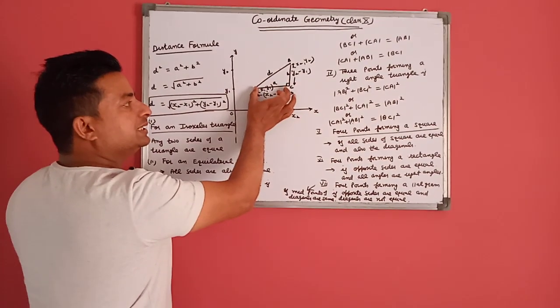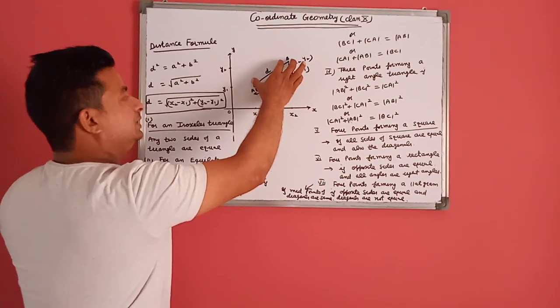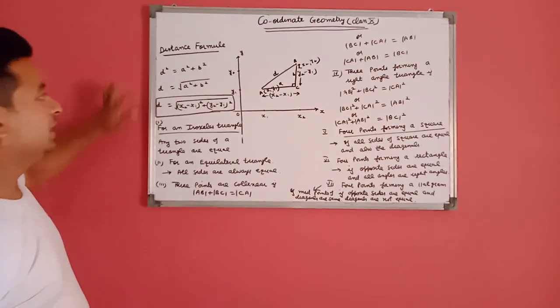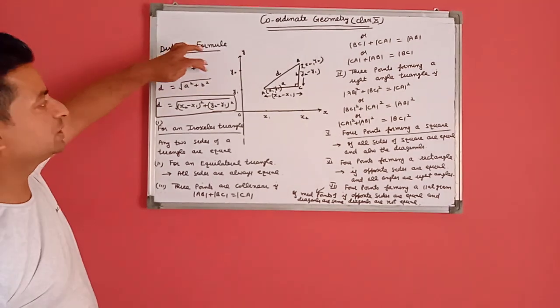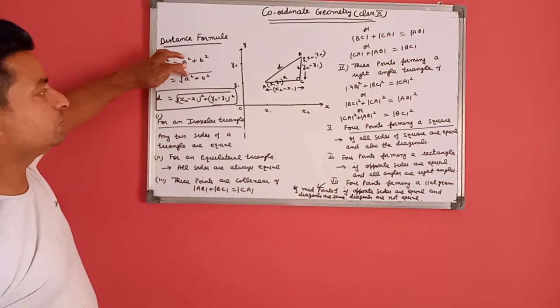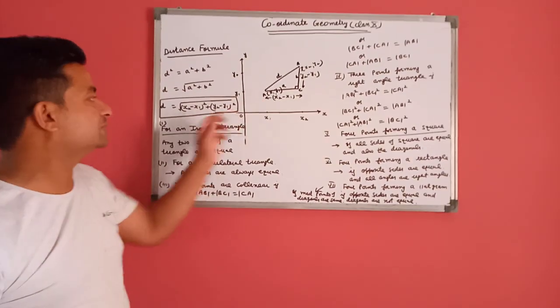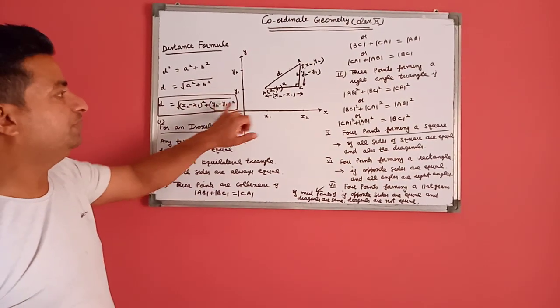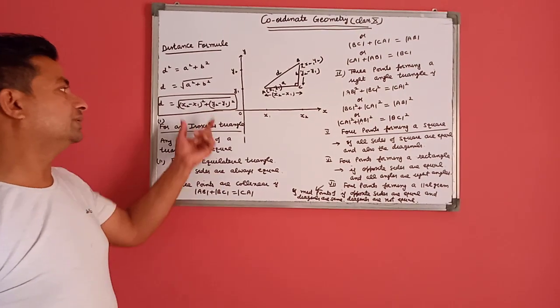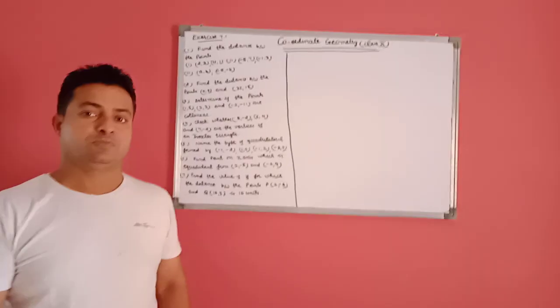If we take this as a, this as b, this as d, then according to Pythagoras theorem, h square is equal to b square plus p square. This means d is equal to the square root of a square plus b square. Put the value of a as (x2 minus x1) whole square and b as (y2 minus y1) whole square. This is the distance formula.